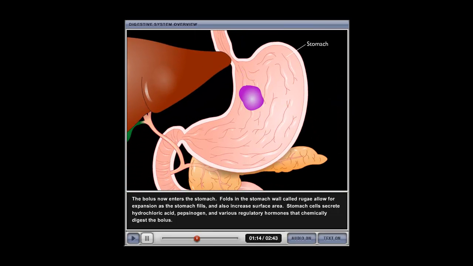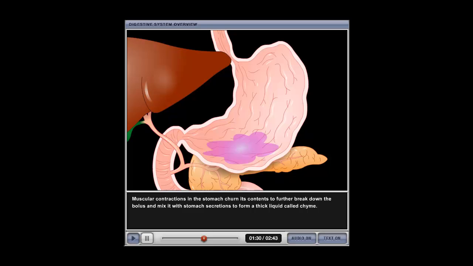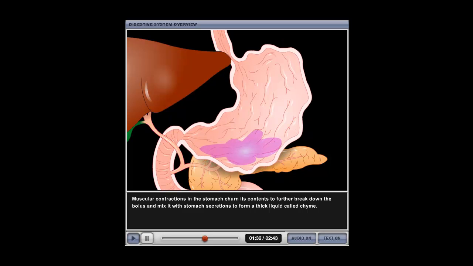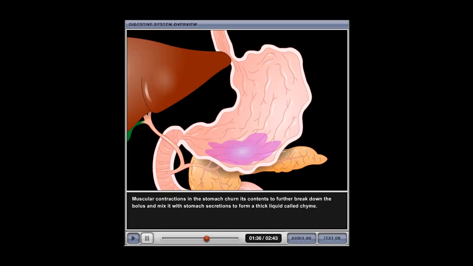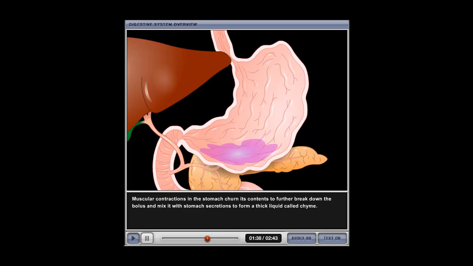Folds in the stomach wall, called rugae, allow for expansion as the stomach fills and also increase surface area. Stomach cells secrete hydrochloric acid, pepsinogen, and various regulatory hormones that chemically digest the bolus. Muscular contractions in the stomach churn its contents to further break down the bolus and mix it with stomach secretions to form a thick liquid called chyme.